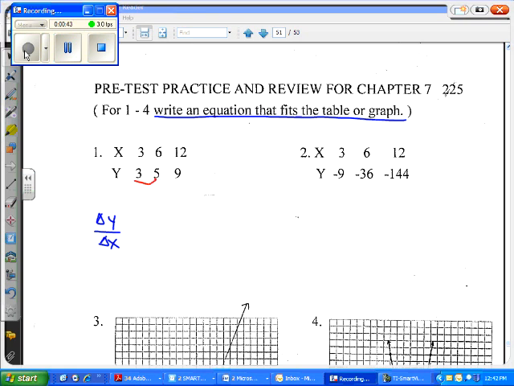And so the first change in y is a gain of 2. Its change in x is a gain of 3, and we get 2/3. The next change in y is a gain of 4. Its change in x is a gain of 6. We put that change in y over change in x, and it's still 2/3. And we learned that if the change in y over change in x is constant, then it must be linear.